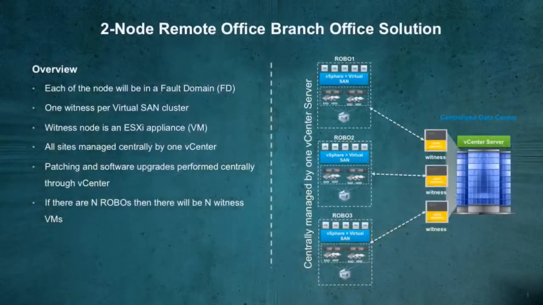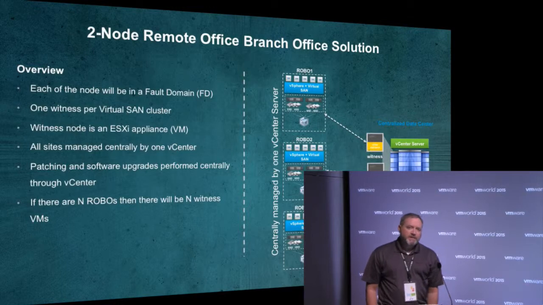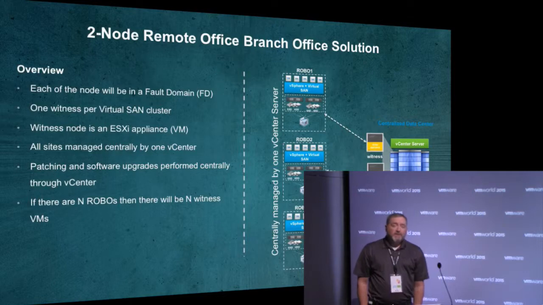Today I'm going to talk about HCI in a ROBO configuration, specifically our particular offering from VMware as a ROBO HCI solution. Something we introduced a couple weeks ago at VMworld US 2015 is the capability of running Virtual SAN in a 2-node config. One of the challenges a lot of customers have had is the economy of a 3-node HCI solution in small remote office, branch office configurations.